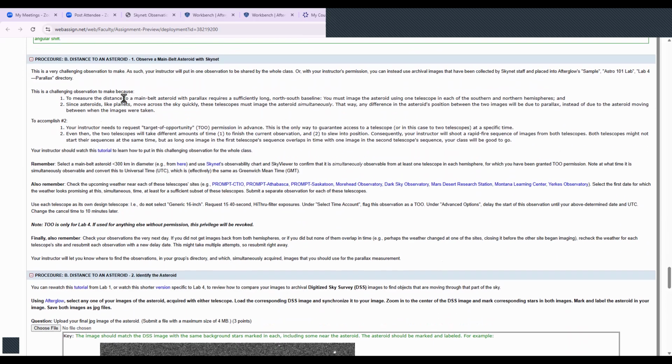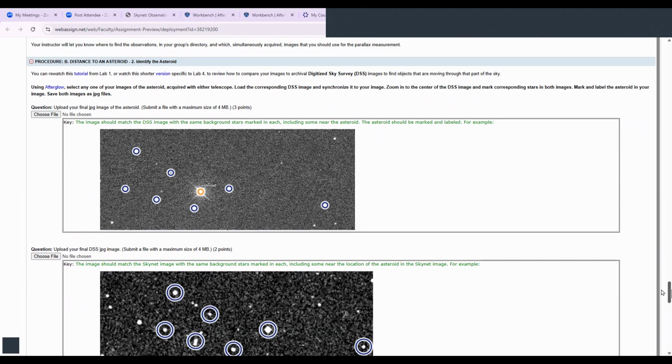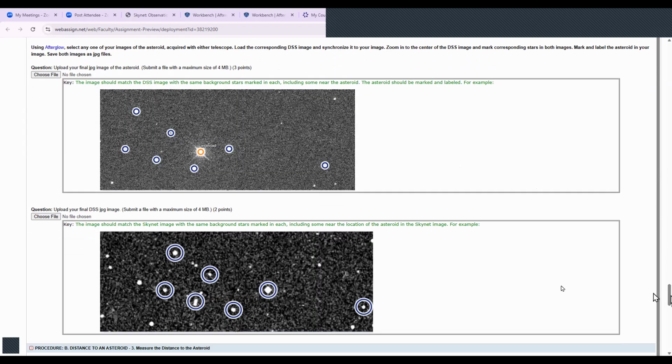Next, we're going to have some exercises related to measuring the distance of asteroids. This is one of the key things in the procedures we have, procedure B, B1 and B2: one of them is the main belt asteroid, and the second is the identified asteroids. You can look through the tutorial that shows you how to do that, but simply, I will show you one of them, repeating the tutorial that Professor Dan does.